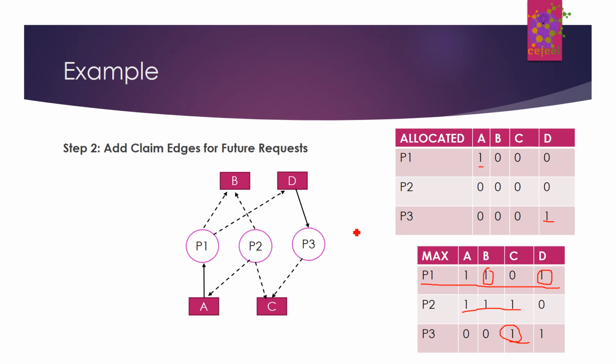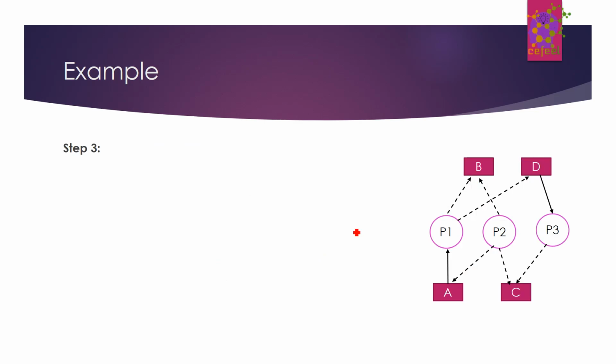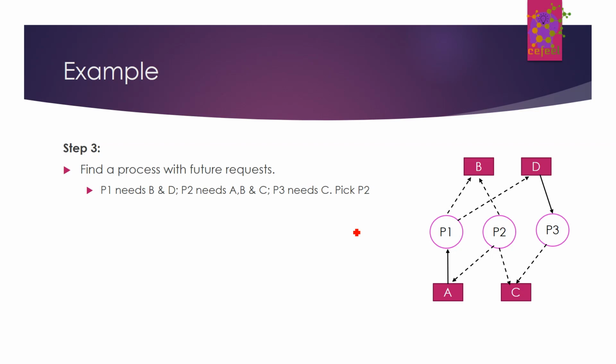So step 3, which is the most complex step which we have, is to go through each process and its requests and try to convert the claim edge to assignment edge. So the first step in step 3 is to find a process with future requests. Now we know that each of the processes needs something in future. P1 needs B and D, P2 needs A, B and C, P3 needs C. So we have to go through each of them, but let's pick P2 first.